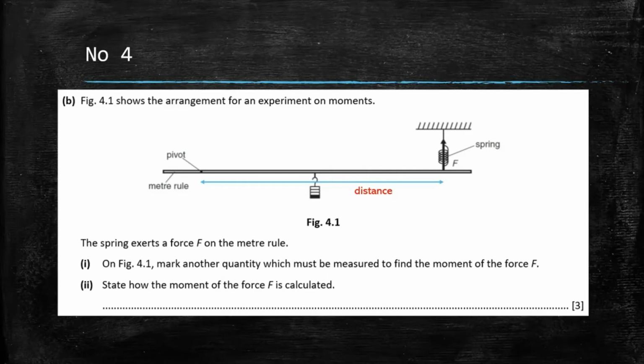BII. State how the moment of the force F is calculated. Just like I have said before, moment of a force equals to force times perpendicular distance. So, the moment equals to force F here times distance. We already labeled the distance, so you don't have to put perpendicular distance on the equation. It's just distance.